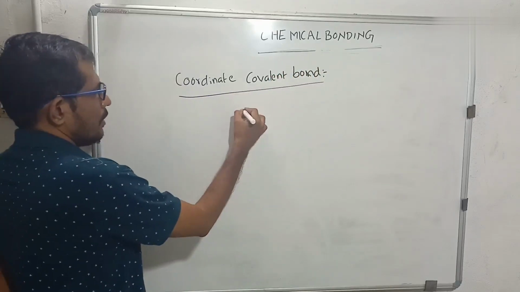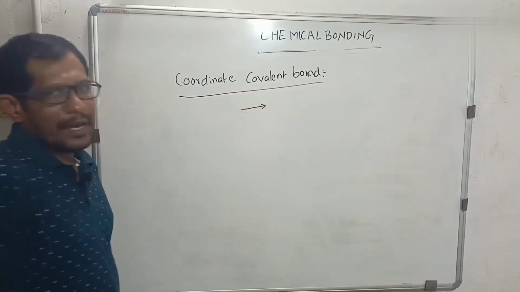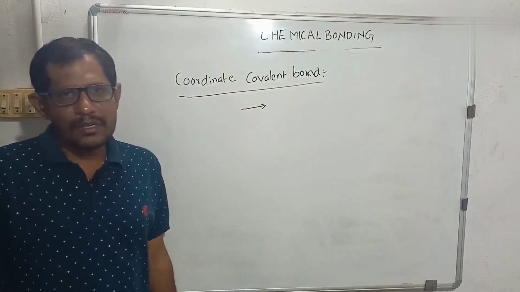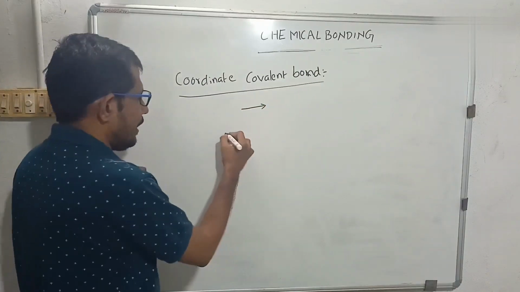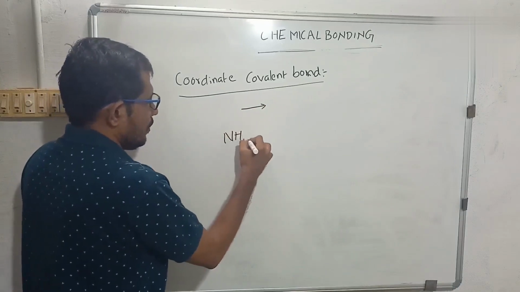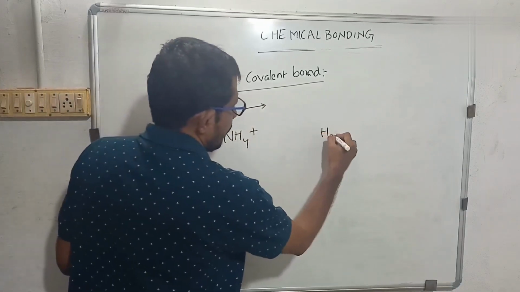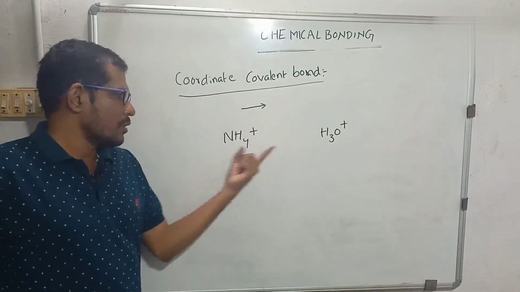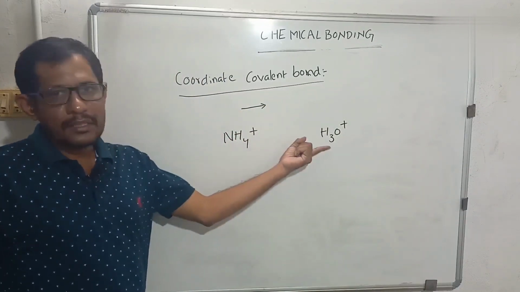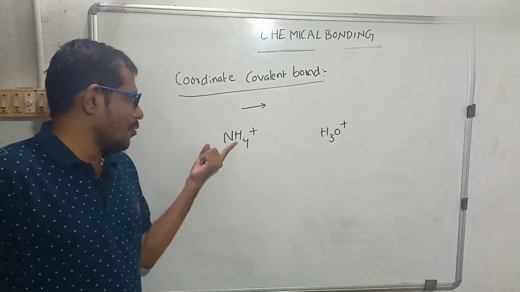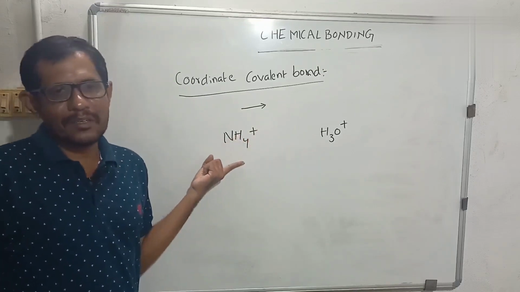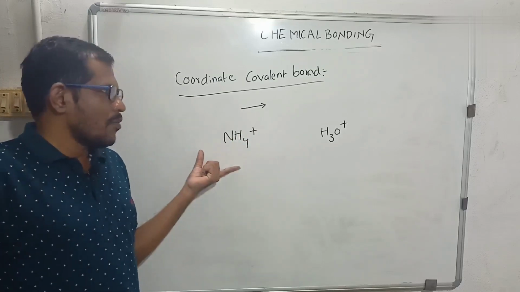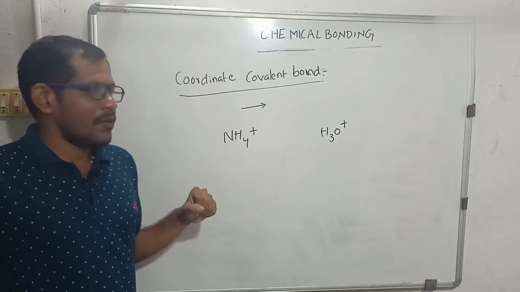A coordinate covalent bond will generally be represented by an arrow mark. Why, I will show you. I will take two molecules as an example, two compound ions. This is a compound, and it has a charge. That's why I am calling them compound ions. I am going to take these compound ions as the example to explain the coordinate covalent bond.